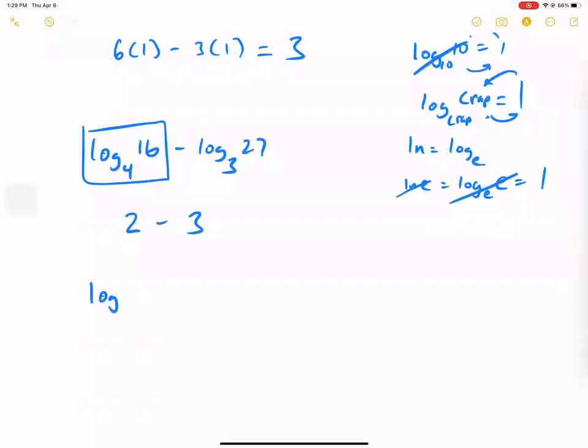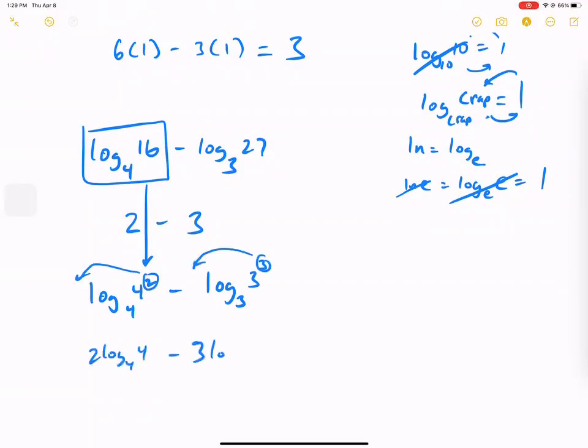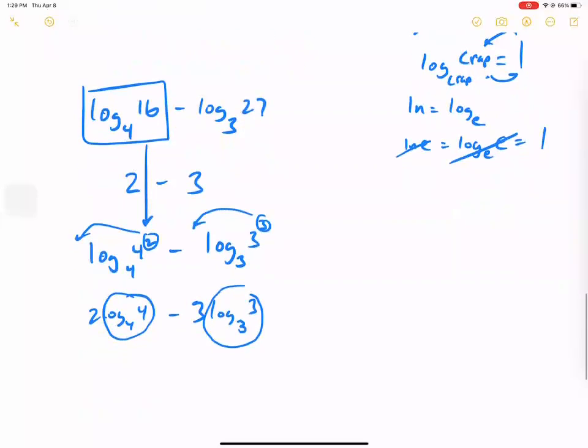If this wasn't as obvious, I'm going to rewrite this in a different way. Log of 16, isn't that just 4 squared? And isn't 27 just 3 cubed? Move this to the front. Move this to the front. 2 log base 4 of 4 minus 3 log base 3 of 3. And please notice that whenever the log's base and the answer are the same thing, the exponent is just 1, so that's going to be 2 times 1 minus 3 times 1. So the problem, though it might look a little confusing when we first start, go back to our basic log rules and we can break that down.